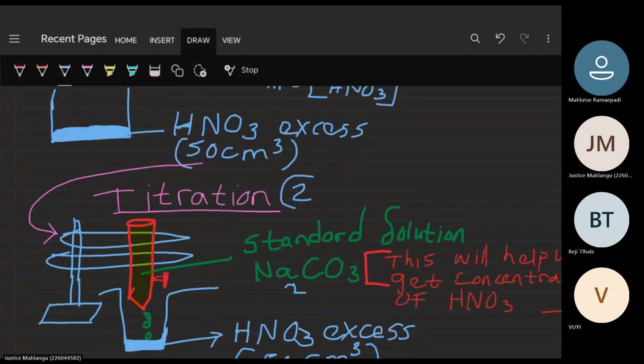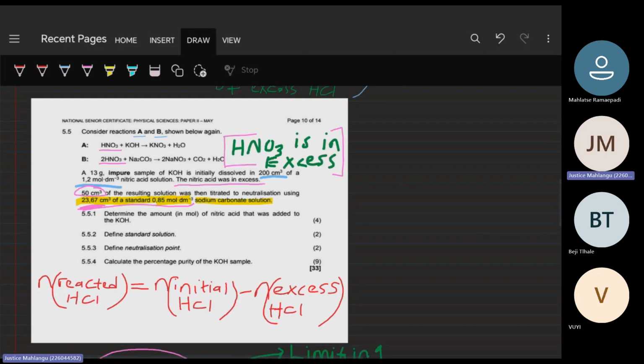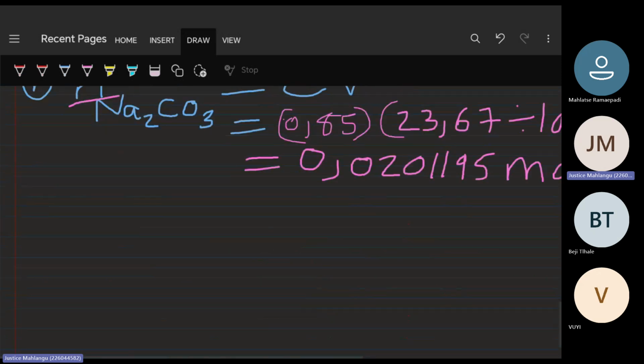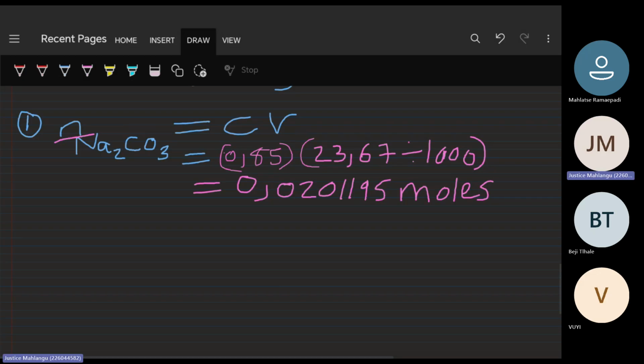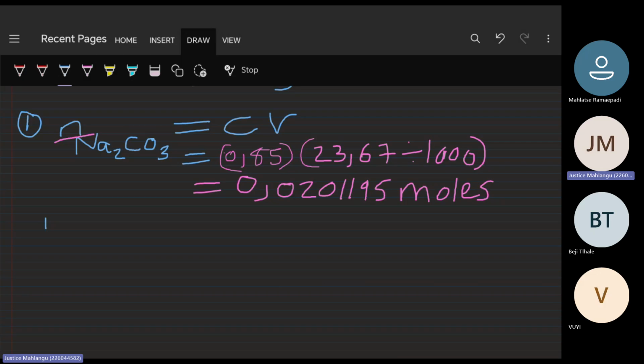What is our sodium carbonate reacting with? It's reacting with nitric acid. So I'm going to put the stoichiometric ratio here. I have the number of moles of sodium carbonate. Do I have the number of moles of nitric acid? No, I don't have. So I'm going to do this now: HNO3 is to sodium carbonate. I'm doing the stoichiometric ratio now.